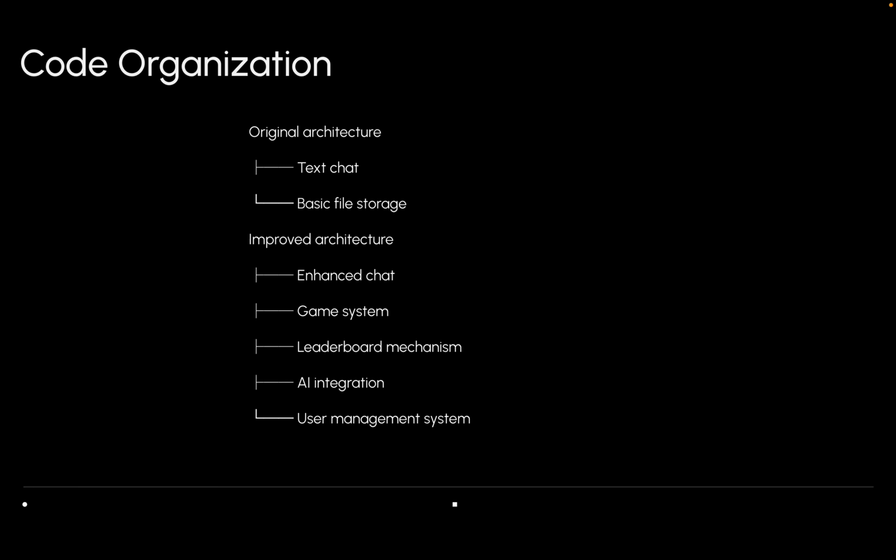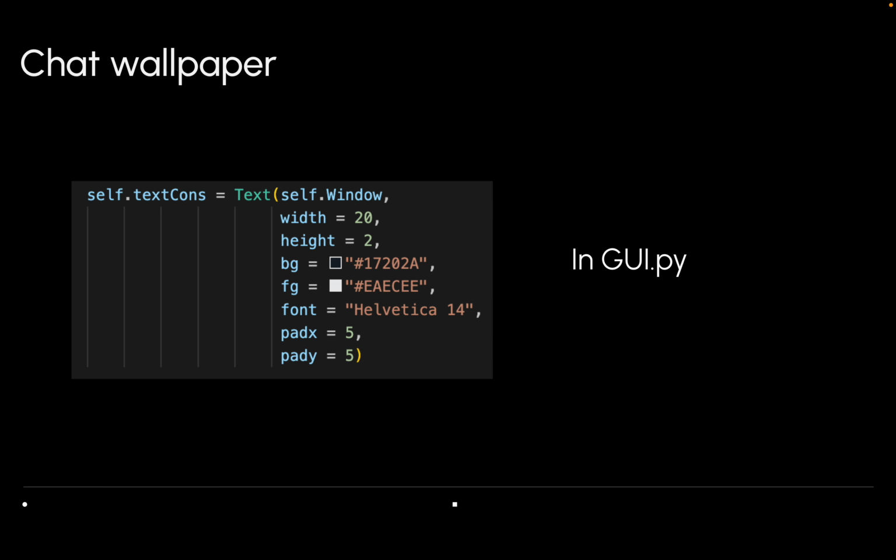And for the game system and leaderboard mechanism, we also integrated a snake game into the GUI and added server-side leaderboard support and real-time score broadcasting to make it more immersive. We also integrated AI through the AI image generation function and improved the user management system by adding password verification. One potential improvement for the future is to support image wallpapers for the chat background and enhance the user experience. Currently, we can only use solid colors defined in the GUI layout function.